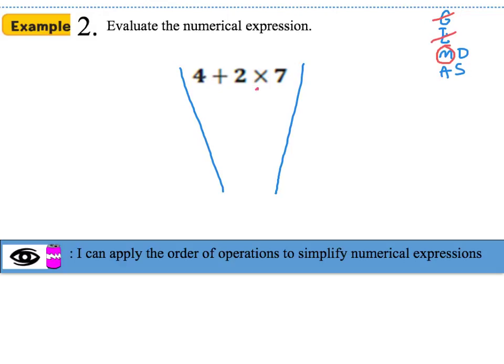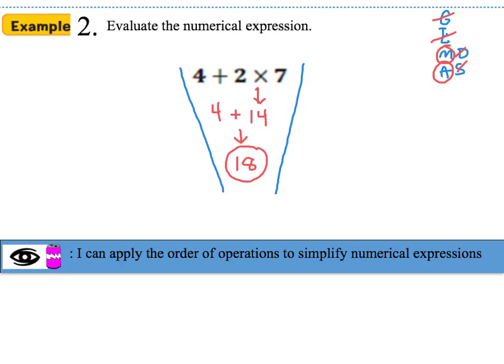Here's the multiplication right here. So I'm going to multiply 2 times 7, and that becomes 14. And let's drop down the rest of the problem. 4 plus 14. My next part of the problem is to just simplify what I have. So 4 plus 14 becomes 18. So my simplified answer is 18.